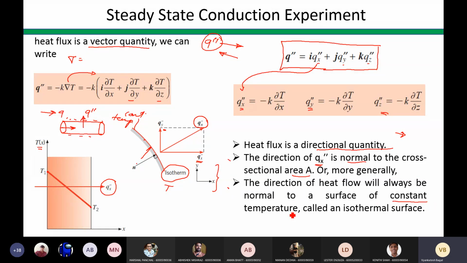Now the last point: the direction of heat flow will always be normal to the surface of constant temperature. Remember, when I say the direction is normal to the surface, for this entire surface I am saying the temperature is T1. So this is an isothermal surface. Same is true here also. When I say the direction of the heat flux is normal to this, it is hidden here that the temperature of this entire surface is one and the same, which is T. Isothermal surface. I hope you understood. Correct? Yes.